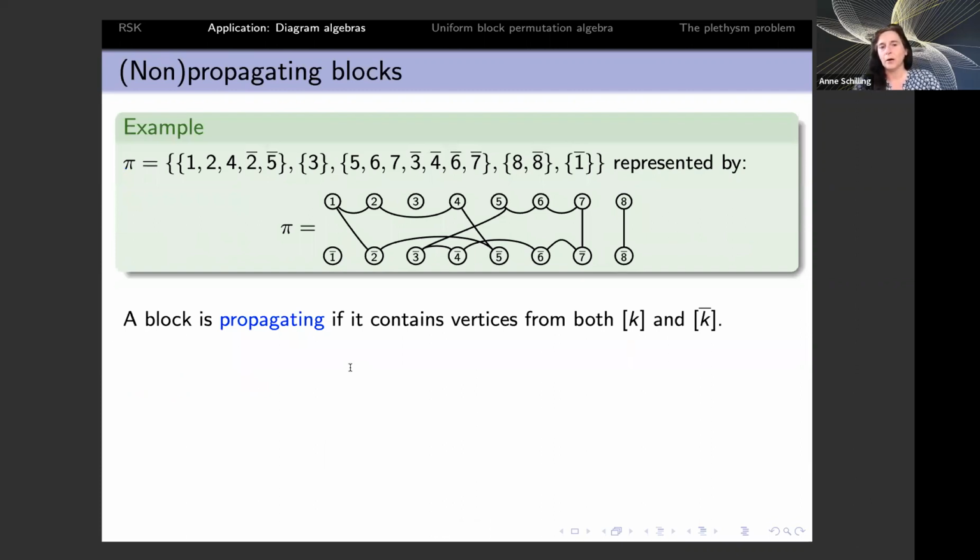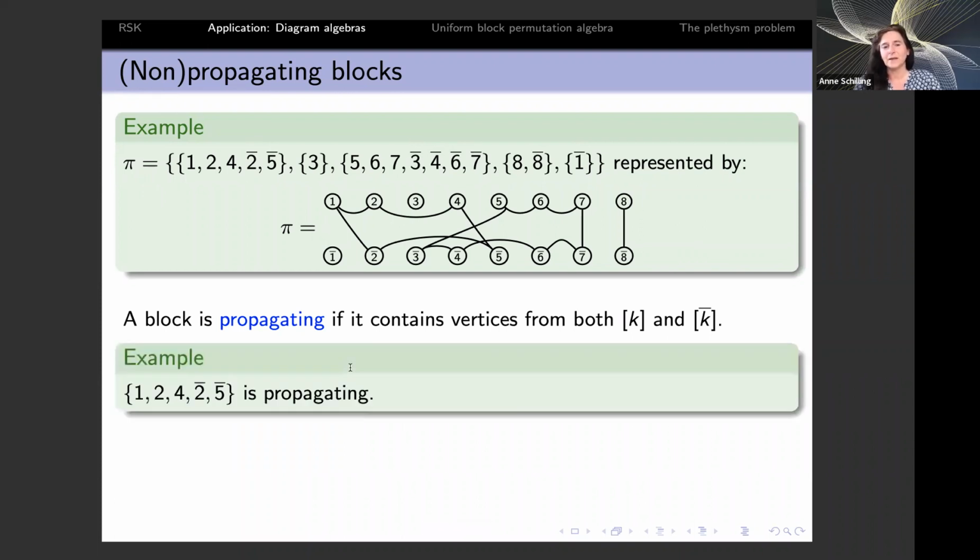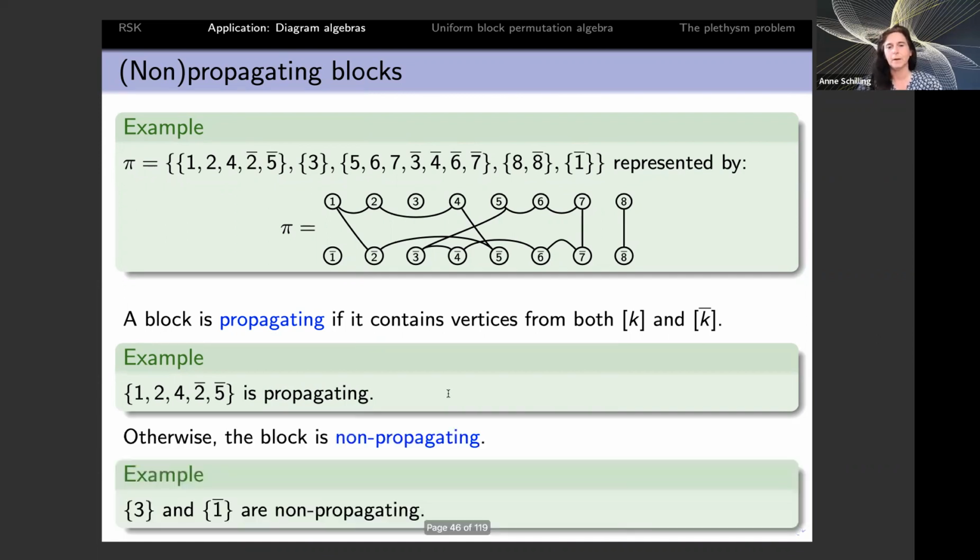We are going to call a block propagating if it contains vertices from both the unbarred and the barred letters. Here's an example. The first block, 1, 2, 4, 2 bar, 5 bar, is propagating because it contains unbarred letters 1, 2, 4, and it also contains barred letters, the 2 bar and 5 bar. If a block is not propagating, then we call it non-propagating. For example, the block 3 is non-propagating because it only contains unbarred letters, and the block 1 bar is also non-propagating because it only contains barred letters.